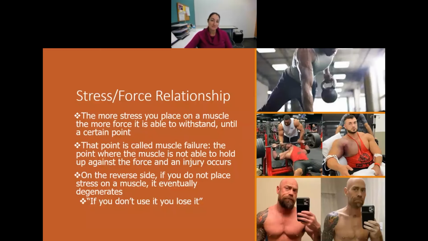Stress-force relationship. The more stress you place on a muscle, the more force it's able to withstand until a certain point. So if you're trying to get stronger, you need to lift weights, and the heavier weights, the stronger you'll get, unless you go too heavy and then injure yourself. So the point between getting stronger and injuring yourself is called muscle failure.